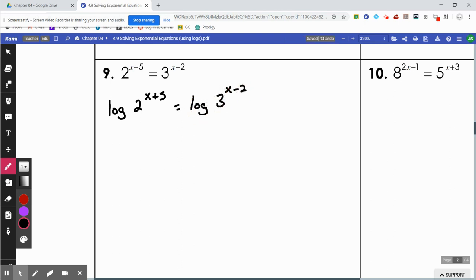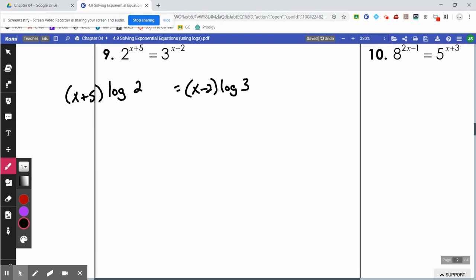You will then take the exponents down front. You'll have x plus 5 out front now, and you will have x minus 2 out front. Let me rewrite that to save a little bit of space. That'd be x minus 2 times the log of 3. Just looks a little bit better. And I can erase that exponent. I moved it down front.